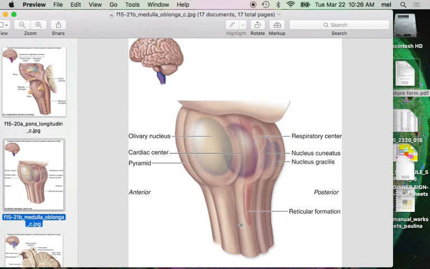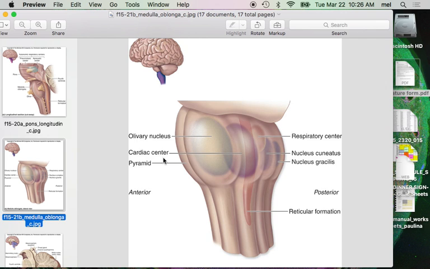So not surprisingly, the medulla oblongata is also gray matter and white matter. Yeah? So it's going to have some white matter because you have to connect the spinal cord to the brain somehow. So what kind of tracts do you think are most common in the medulla oblongata? Yeah, it's mostly projection tracts. The white matter is mostly projection tracts.